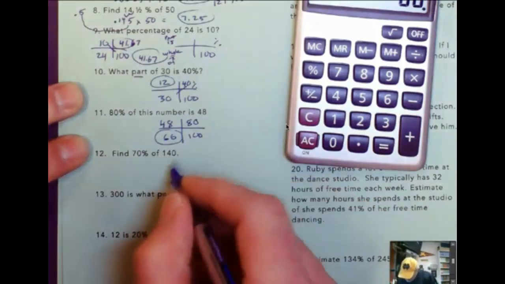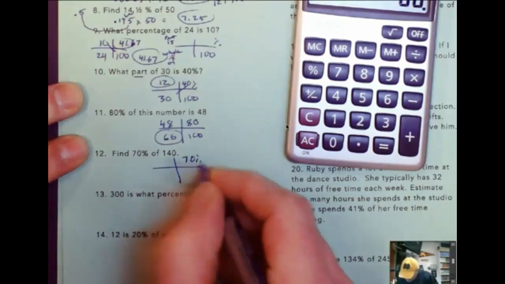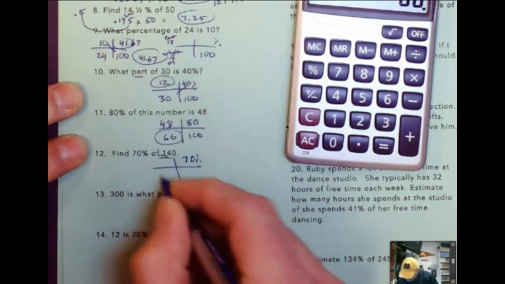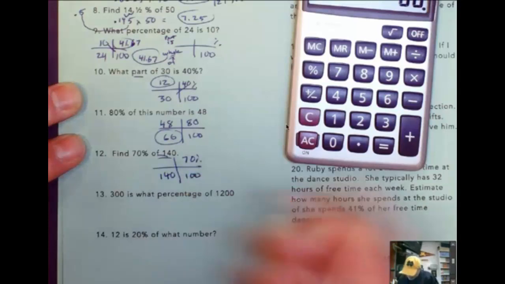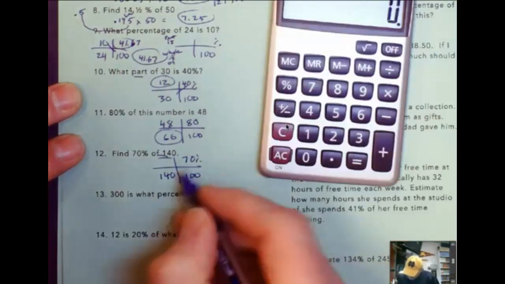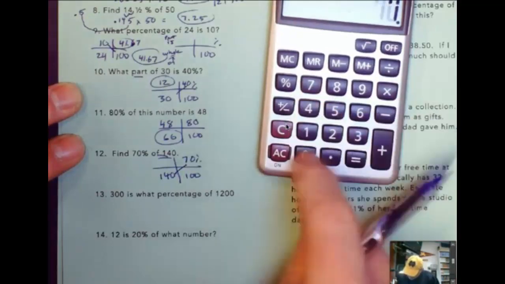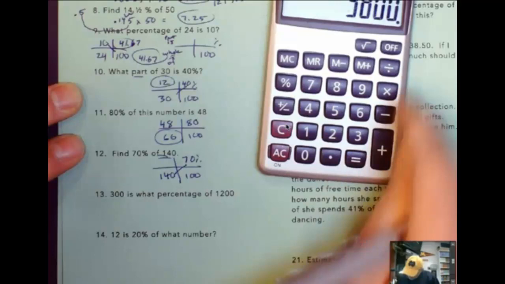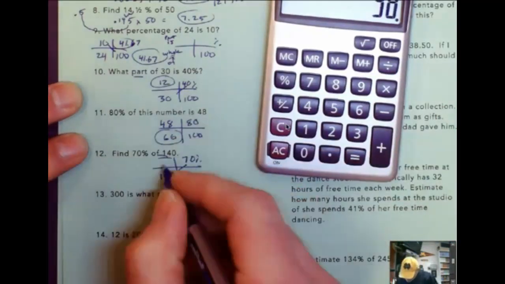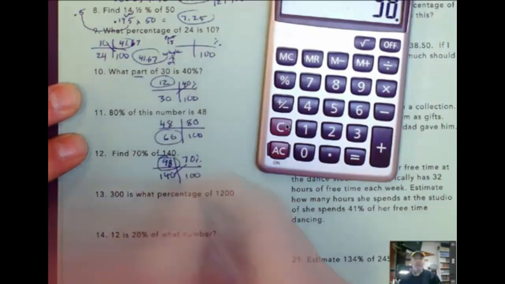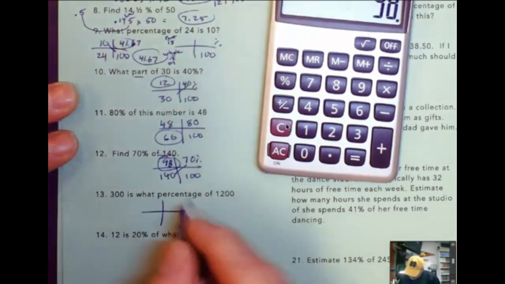All right, let's take a look at this one here. Find 70%, so we want to find 70% of 140. So there's the of. It's going to signify that that's the whole. Of course, this is our 100. So let's just pop that in. We'll multiply diagonally. 140 times 70, and that equals 9,800. I'm going to divide that by 100. Really, all I'm doing is moving the decimal a couple spots, and that's 98. All right. 300 is what percentage?